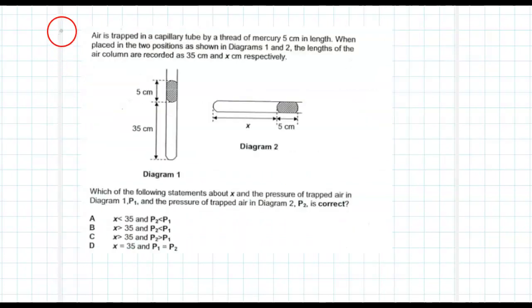So here is another question, number 4. Air is trapped in a capillary tube by a thread of mercury 5 centimeter in length.